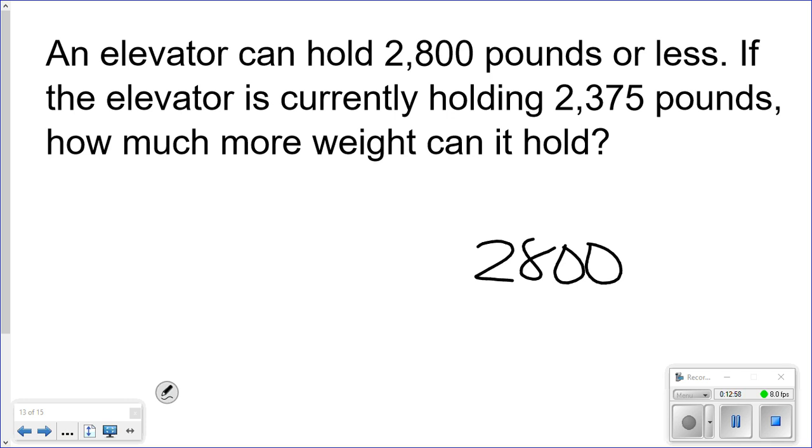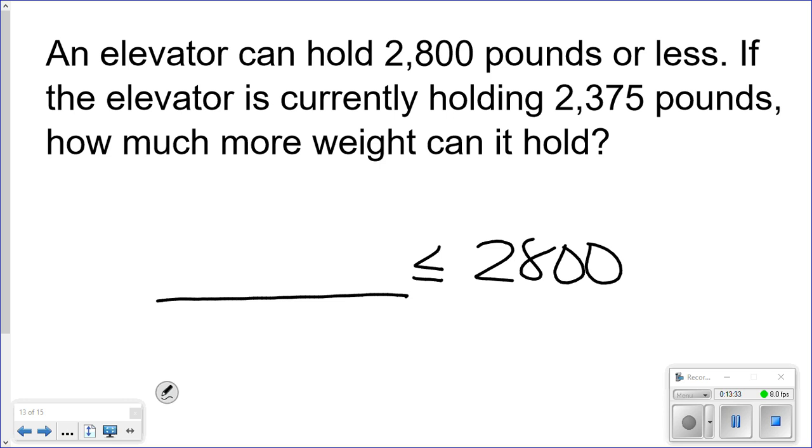Now, can it go over 2,800 pounds? Can it hold 2,801 pounds? No. Can it hold 2,800 pounds though? Yes. Can it hold 2,799 pounds? Yes. So what I have on this side has to be less than or equal to 2,800. It cannot hold any higher than that, but it can hold 2,800 pounds or everything less than that. Then I have to figure out what the other side of my inequality looks like.